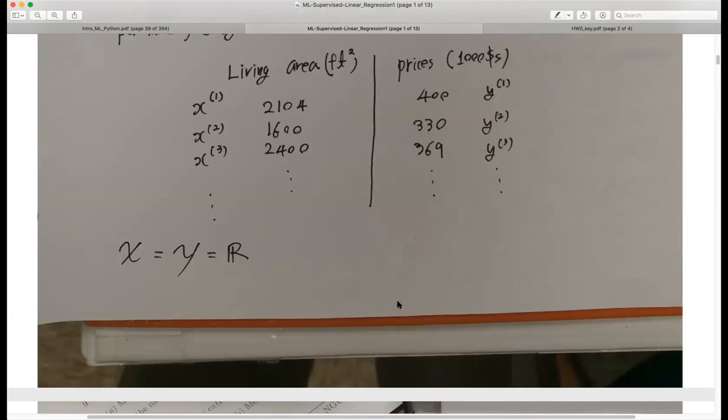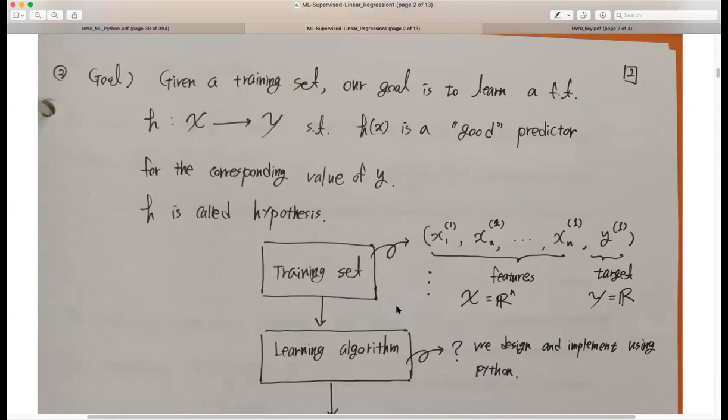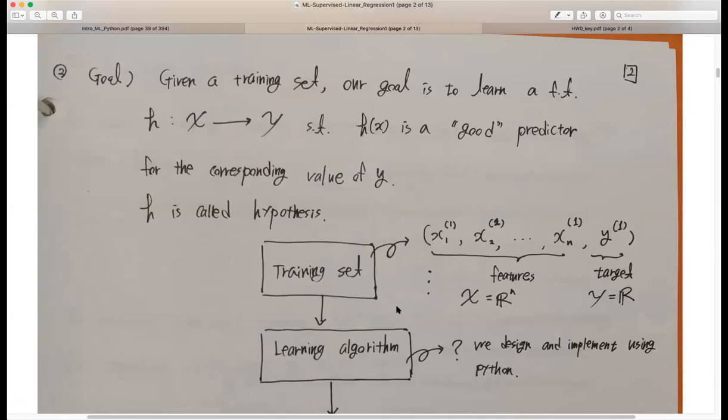Okay, so now next one. Here, given a training set, our goal is to learn a function. We create a function from the input variable to the output values, such that h of x must be a good predictor for the corresponding value y. What does that mean, good predictor?